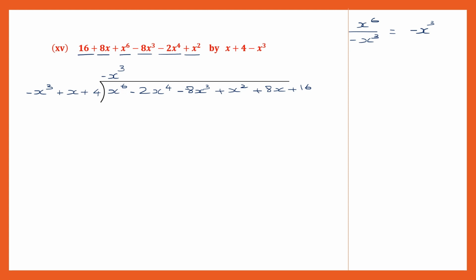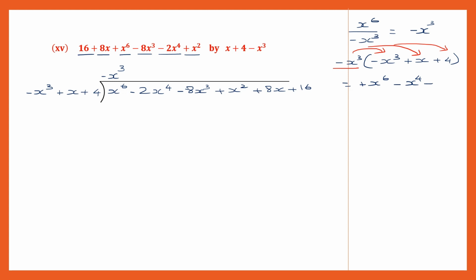What's the next step? We have to multiply this with every term inside the divisor. So let's do that. So that is minus x cubed into minus x cubed plus x plus 4. So now first let's multiply this into the first term here. Minus into minus is plus, x cube into x cube is x to the power of 6. Then we multiply into plus x. Minus into plus is minus, x to the power of 3 into x is x to the power of 4. Then we multiply this with plus 4.